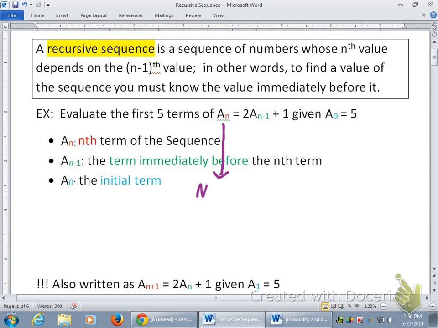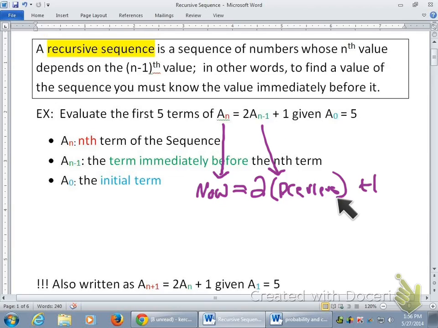If I want to know what I'm going to get right now, then I need to do 2 times my previous number, right? And then plus 1. That's even a different way of writing this. That's me changing this from algebra into just kind of words. So if I want to know the new term, what I want right now, I'm going to take what I had, multiply it by 2, and add 1. That's what this one would tell me.